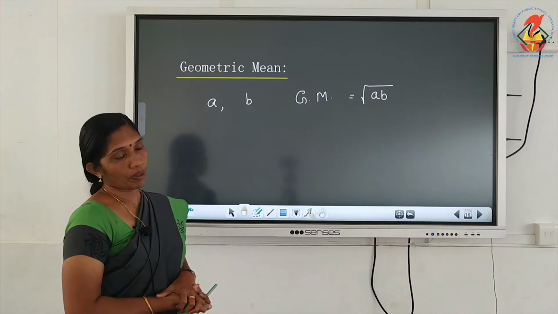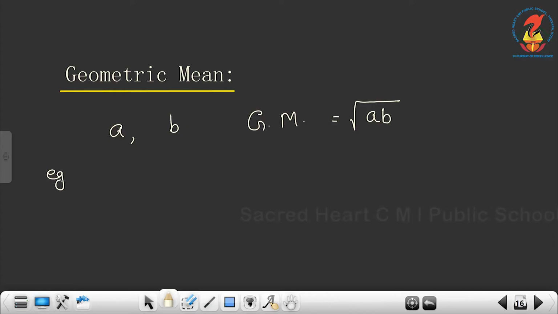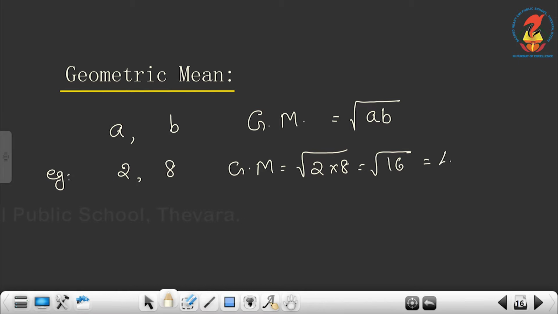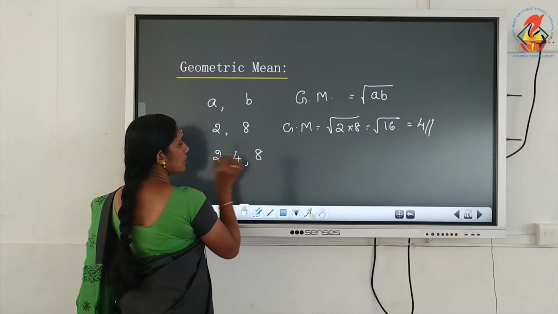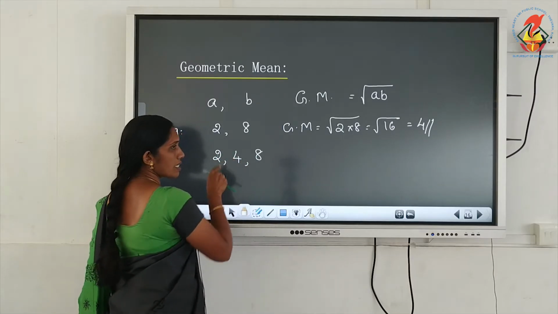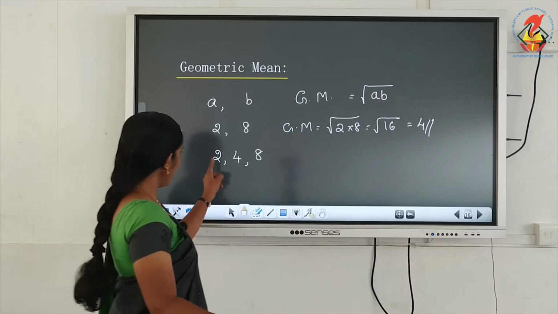For example, if 2 and 8 are two numbers, then what is the geometric mean? Geometric mean of 2 and 8 is root of 2 into 8, that is root 16, which is equal to 4. Root indicates only positive value, so it is 4. Now, what is the resultant sequence? We can insert their geometric mean in between 2 and 8.